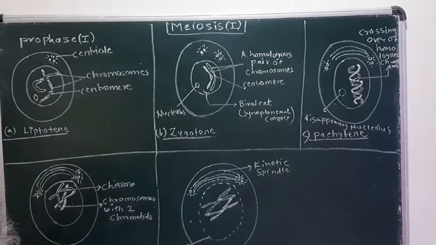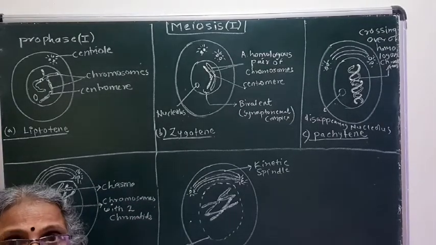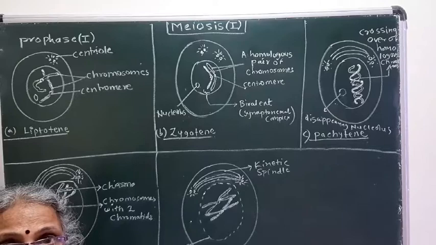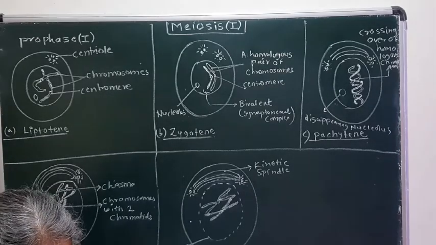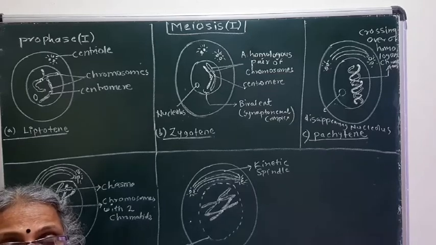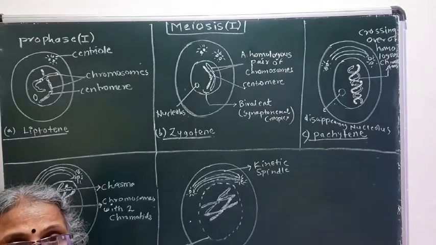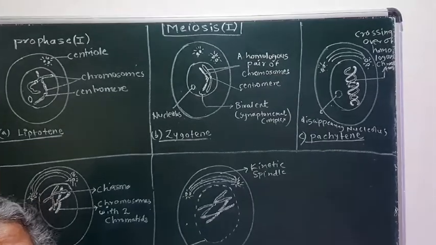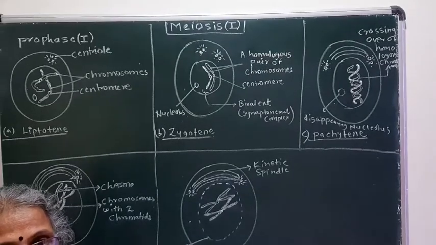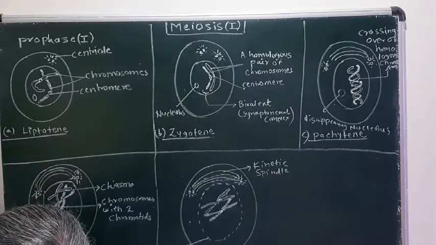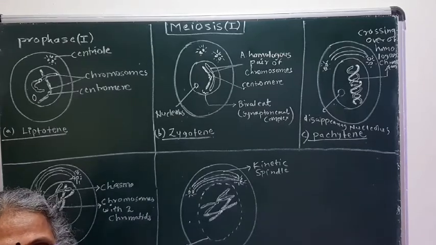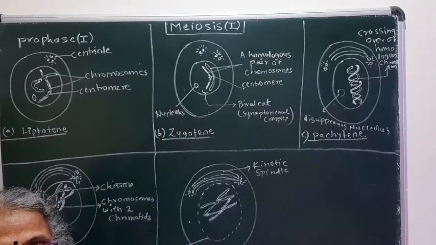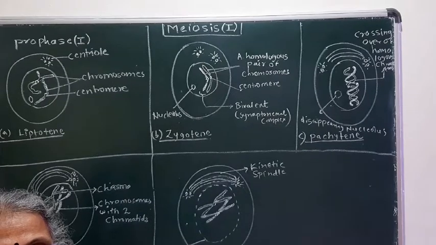So today we are going to see meiosis. Last time we saw mitosis in detail, all 5 figures. In meiosis there are two phases, meiosis 1 and meiosis 2. First thing, meiosis is a reductional division. That is, in meiosis the chromosomes duplicate only once, but the cell divides twice, and therefore 4 haploid cells are formed.